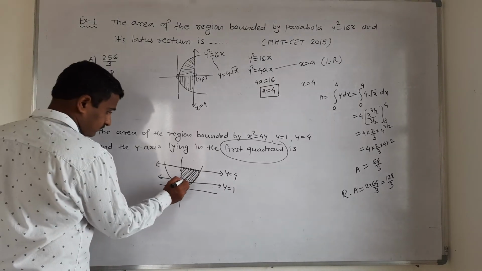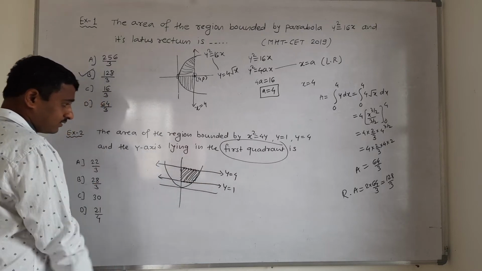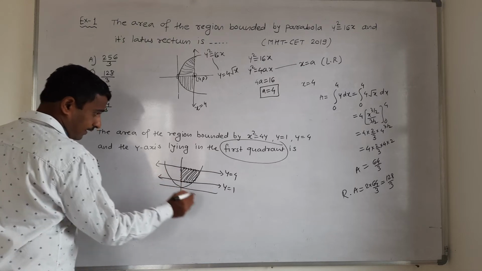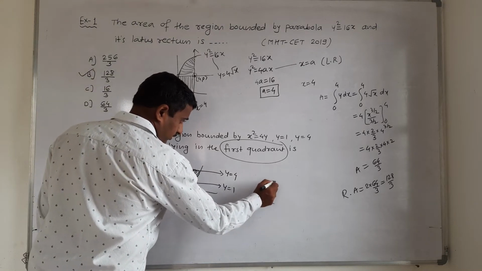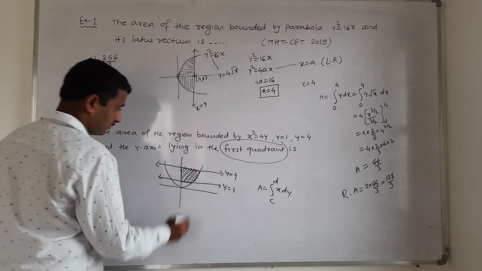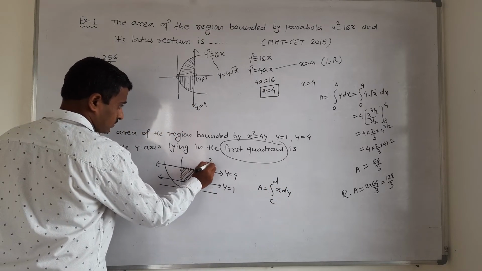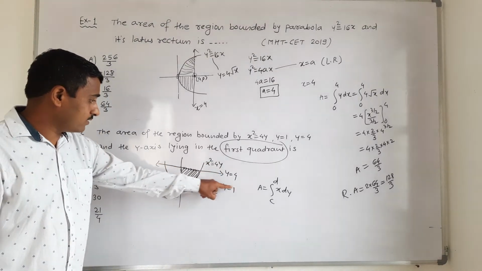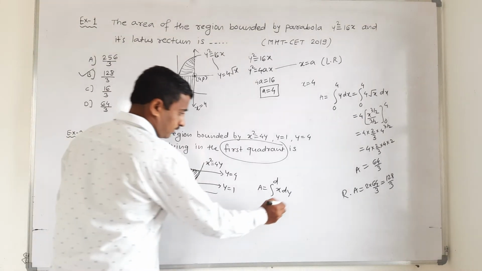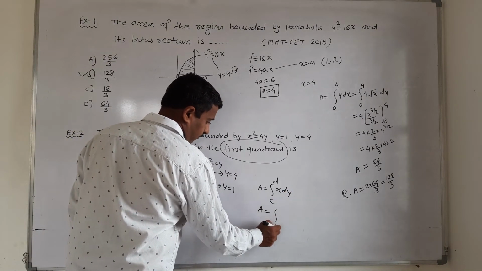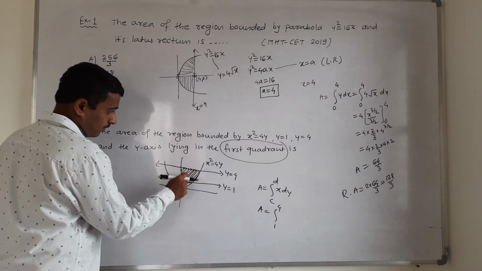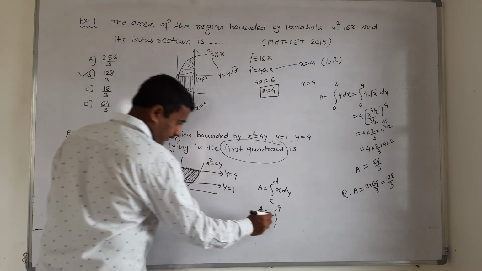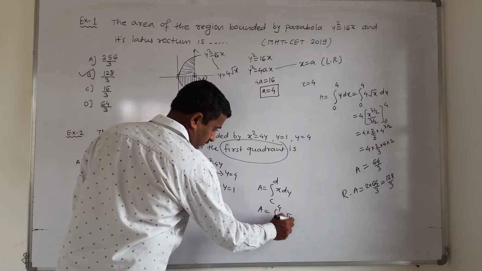This is bounded on the y axis. Therefore, from this point to this point, I write area is equal to integration from c to d of x dy. This is the parabola, its equation is x square is equal to 4y. Now I write from this point to this point, that is y is equal to 1 to 4, integration of x dy. X means square root of 4y, that is 2 root y, dy.